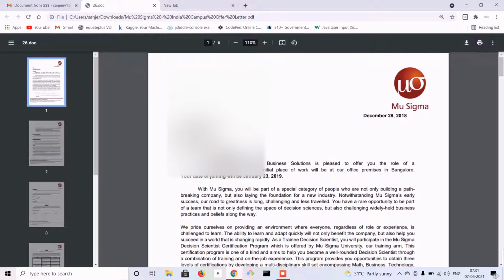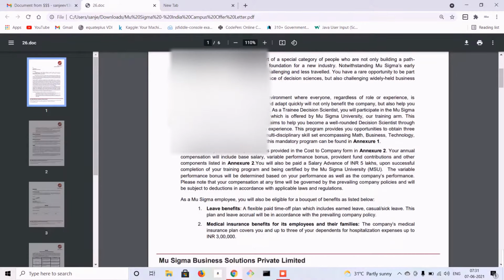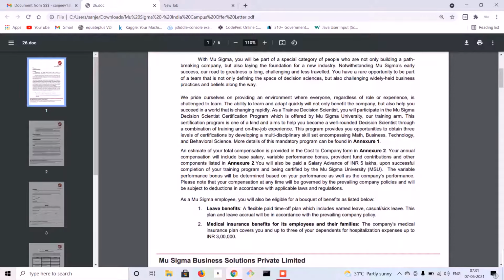So this is the offer letter that you will get after campus placement. You can see it is saying that you will join there as a decision scientist. And when you join, you can see here that you will join as a trainee decision scientist, and they will give you training for this decision scientist role.